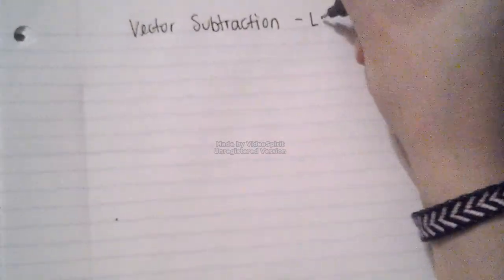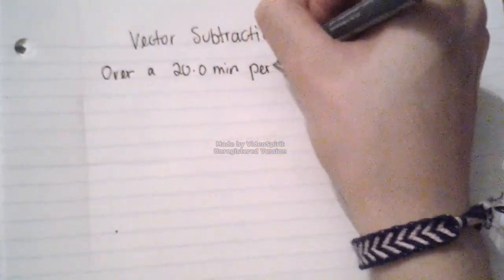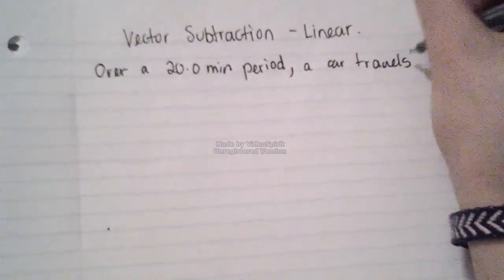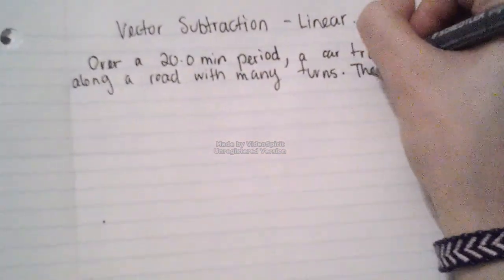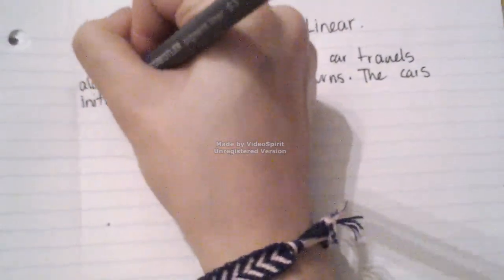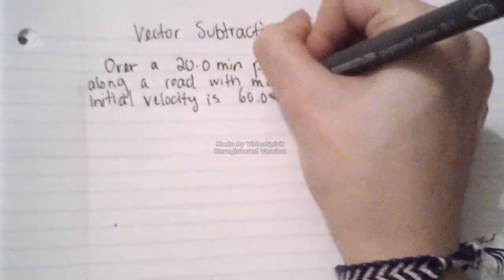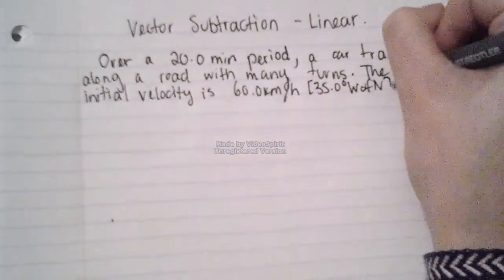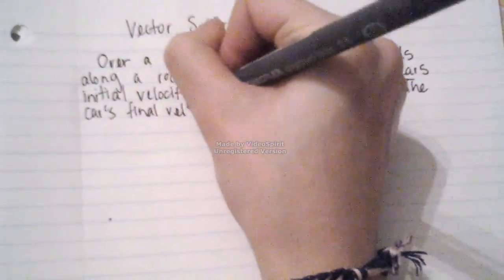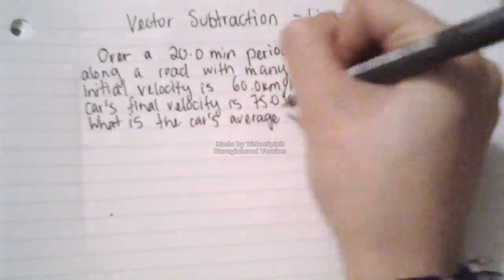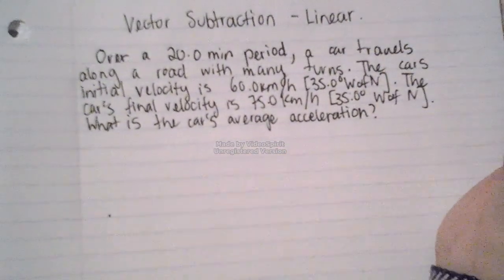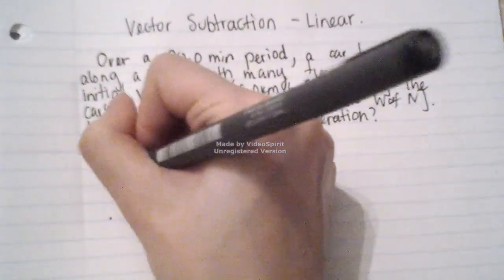Vector subtraction, linear. Over a 20-minute period, a car travels along a road with many turns. The car's initial velocity is 60 kilometers an hour, 35 degrees west of north. The car's final velocity is 75 kilometers an hour, 35 degrees west of north. What is the car's average acceleration?